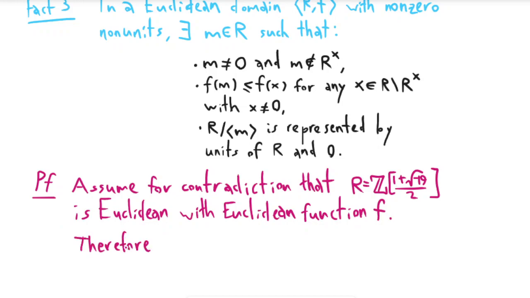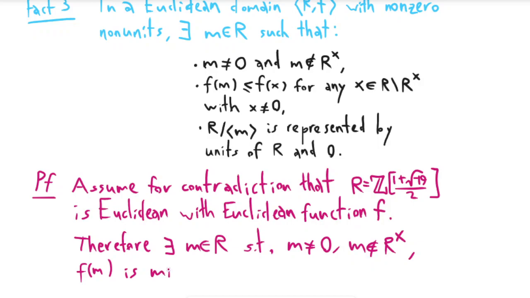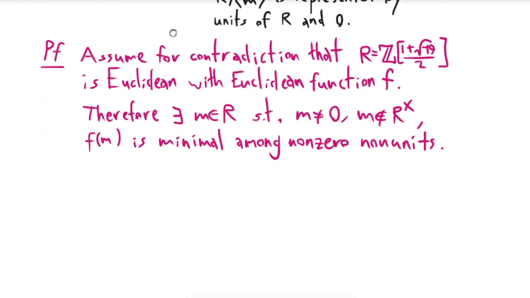So therefore, we know there exists, by our fact 3, m and r such that all the things we said: m is not 0, m is not a unit, f of m is minimal among non-zero non-units. And then there's the other thing about the quotient being represented by only units of R and 0, but we're not going to use that yet. That's going to come later.